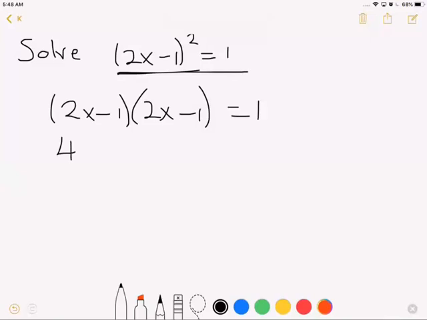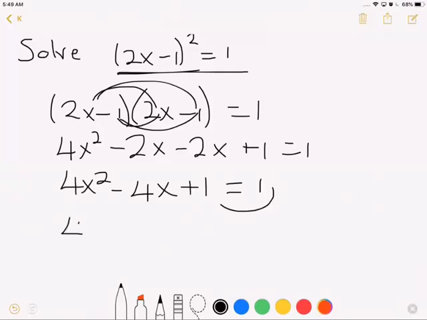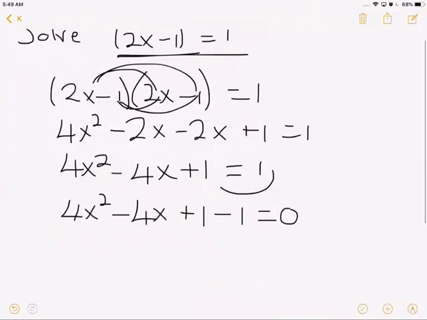minus 2x minus 2x plus 1 is equal to 1, which is 4x² − 4x + 1 = 1. And we know that from a quadratic equation, you need to make your right-hand side equal to 0. So I need to bring that 1 to the left-hand side, which gives you 4x² − 4x + 1 − 1 = 0, because you need to take that 1 to that side.